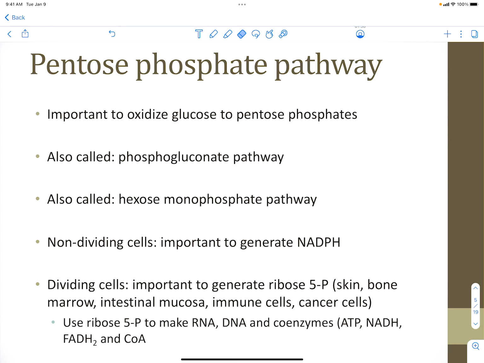Now, there are a few names for this pathway. It's going to be called the phosphogluconate pathway or the hexose monophosphate pathway, hexose monophosphate shunt. And in non-dividing cells, again, like our red blood cells, the key for this is to generate NADPH. Dividing cells, of course, will have to use those 5-carbon sugars.